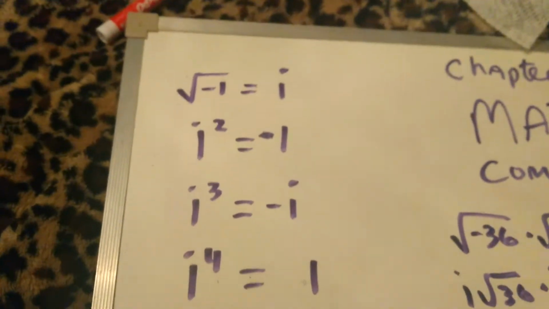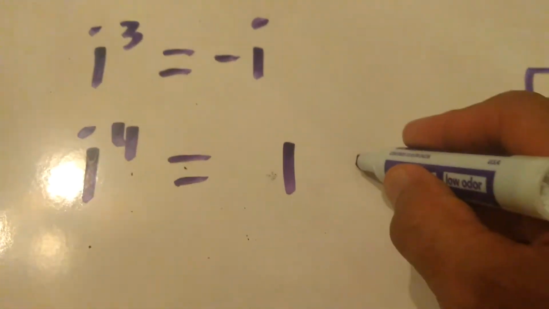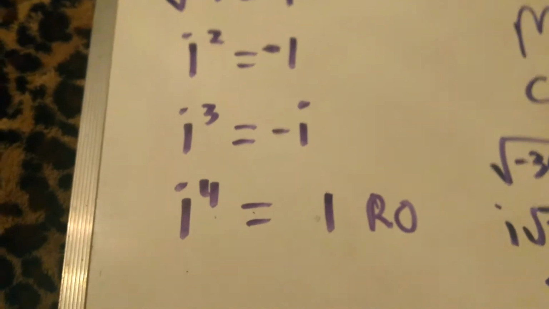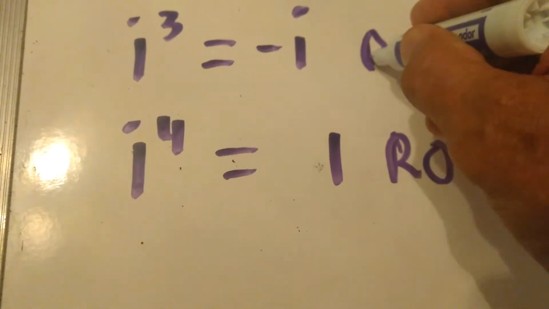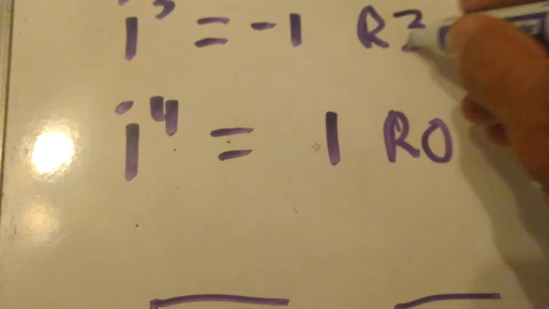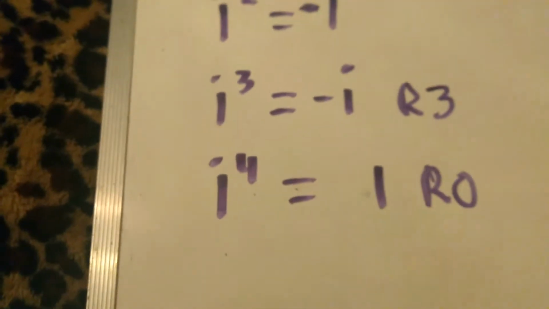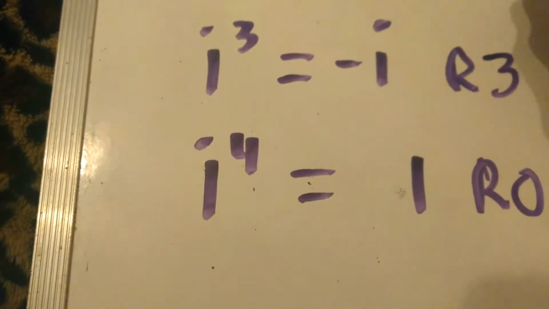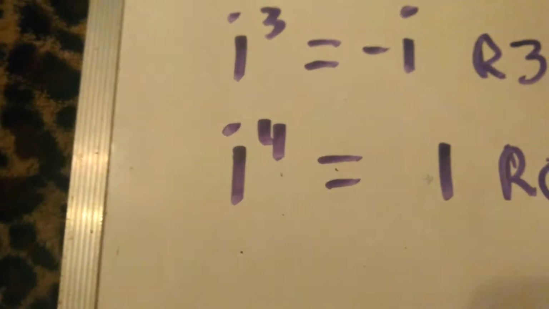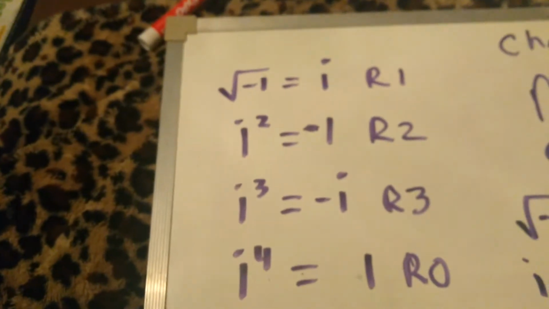A good way to look at this is that if you divide your exponent by 4, if you get a remainder of 0, then you know it's 1. If I get a remainder of 3, then that's -i. If I get a remainder of 2, then it's -1. And if I get a remainder of 1, I know it's i.